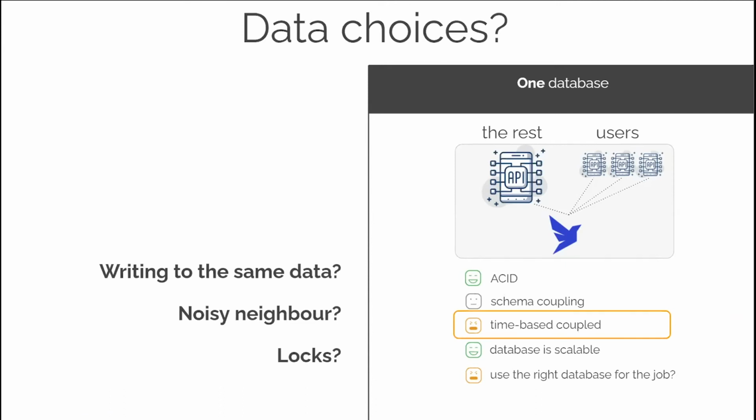Then we have time-based coupling, of course. What happens if you write to the same data? What if you have a noisy neighbor? What if you have locks? We can already eliminate noisy neighbor because that becomes the problem of the Scalable Data API. That shouldn't be your problem to worry about.